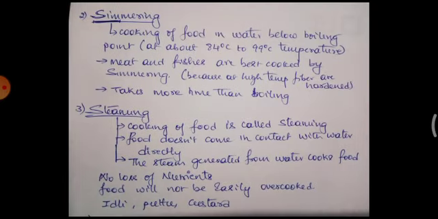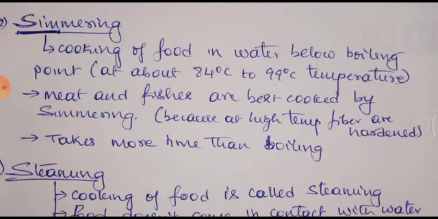Simmering. The first three letters, SIM: on a stove you have one direction for full flame, and towards the left side you have a sim mode where the flame becomes less. SIM means small ignition mode. Cooking of food in water below boiling point, at 84 to 99 degrees Celsius, is called simmering. So cooking food at low temperature is called simmering.